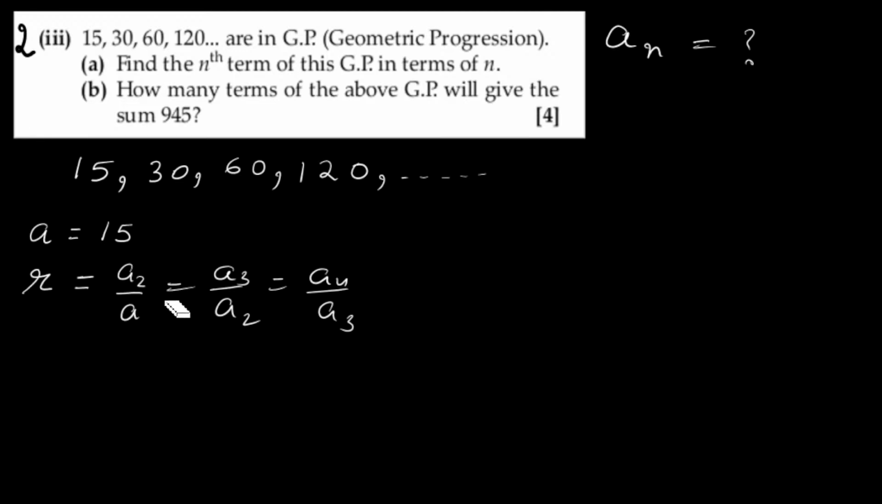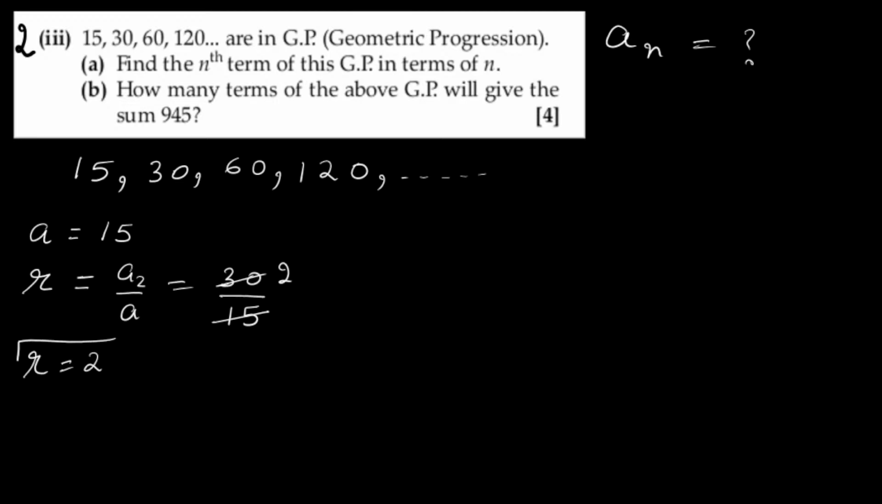I'm just going to divide the second by the first. The second one is 30, and the first term is 15. So the common ratio is equal to 2. If you divide 30 by 15, you get 2. So r is given to us and it is equal to 2. In case of an AP you have to find the common difference, whenever a sequence is given to us.